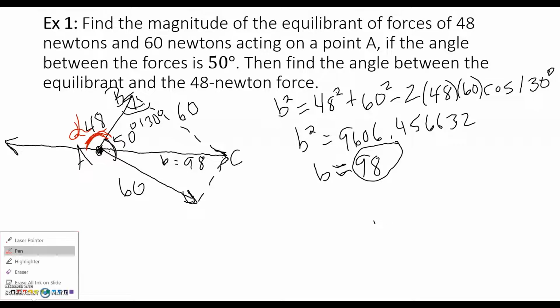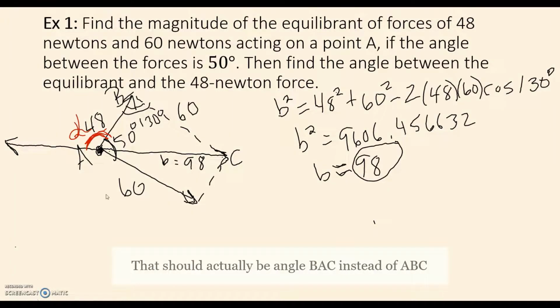So in order to figure out this angle, we can now use the law of sines, because we know this side, we're looking for this angle, and we know this angle, and we know this side. So since we're looking for an angle, I'm going to call that angle ABC, because it's not angle A. Angle A is the whole thing. So I'm going to say the sine of ABC over 60 is equal to the sine of 130. And since we're looking for the angle, remember you put the angle on top. The sine of 130 degrees over 98.